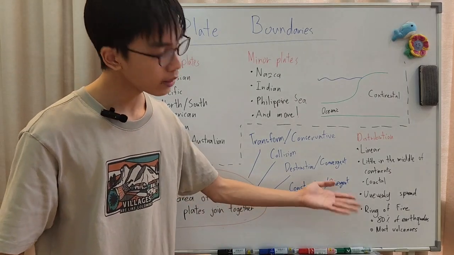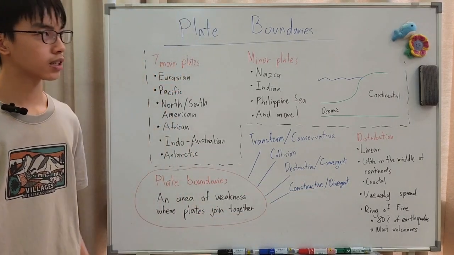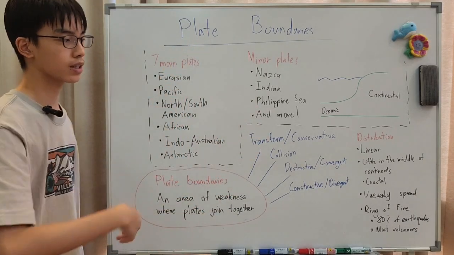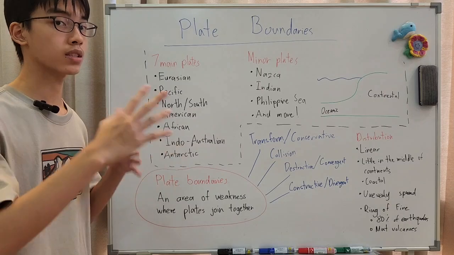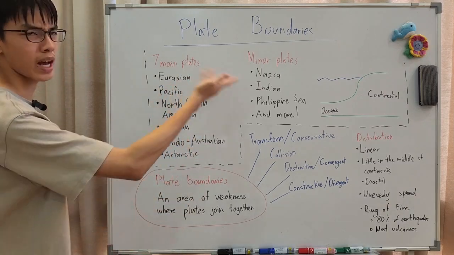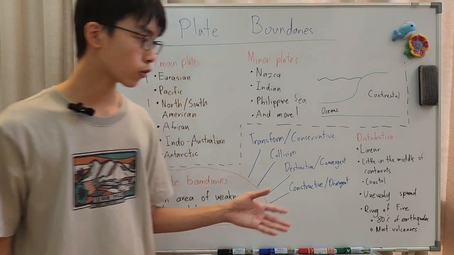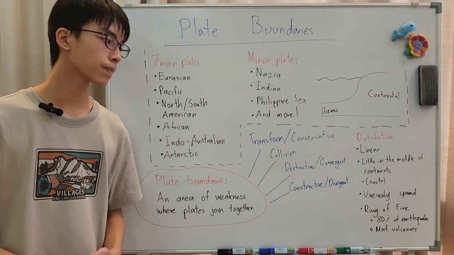And lastly, you might want to talk about the Ring of Fire, which is essentially a bunch of volcanoes surrounding the Pacific, because it's where the Pacific meets with a lot of other major and minor plates. And it's home to 80% of the world's earthquakes and most of the Earth's volcanoes.